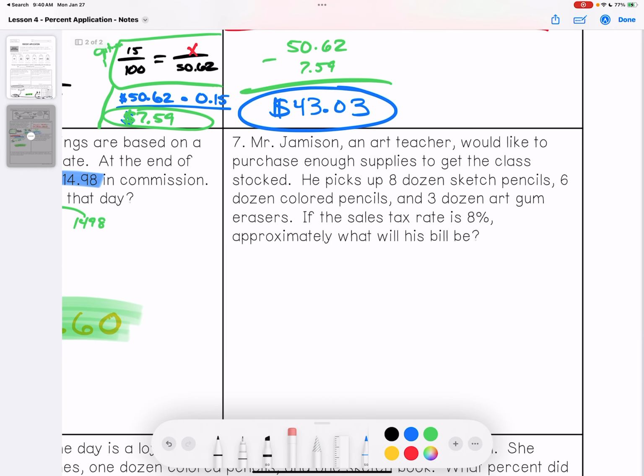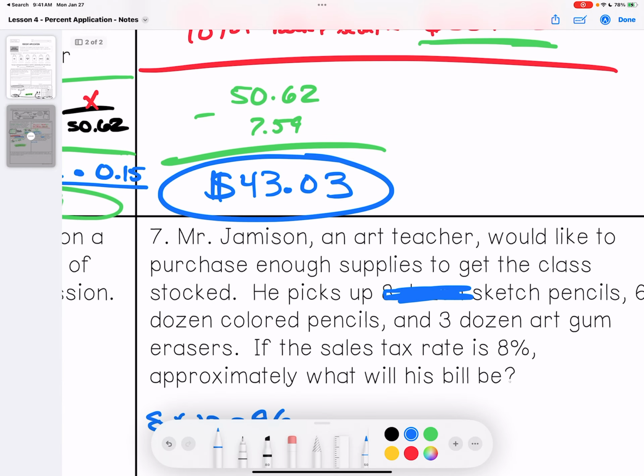All right, number 7. Miss Jasmine, an art teacher, would like to purchase enough supplies to get the class stocked. He picks up 8 dozen. So how many's in a dozen? There's 12 in a dozen. So 8 times 12 is 96. So he got 96 sketch pencils.